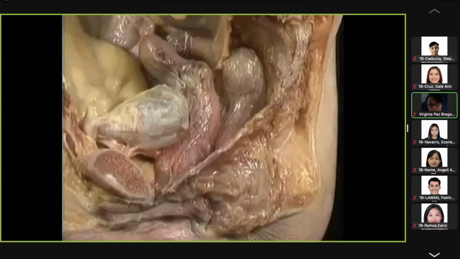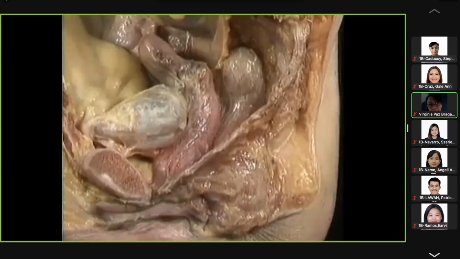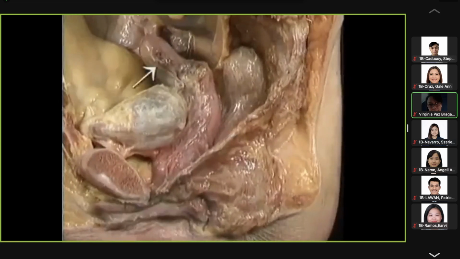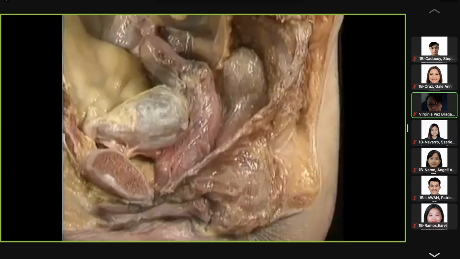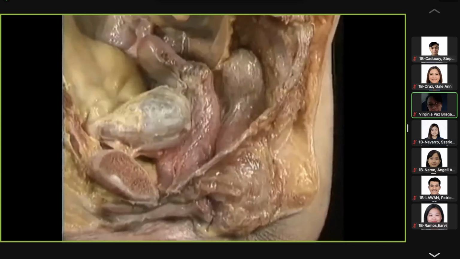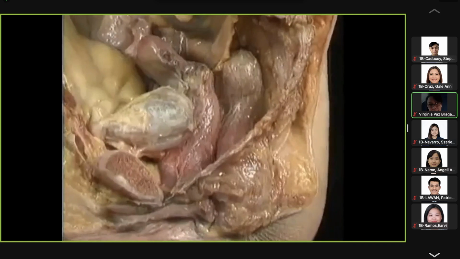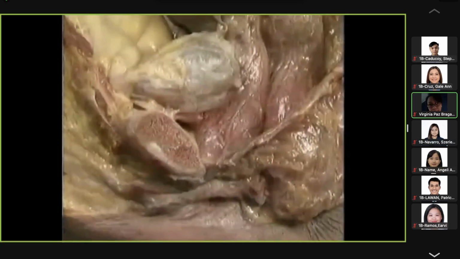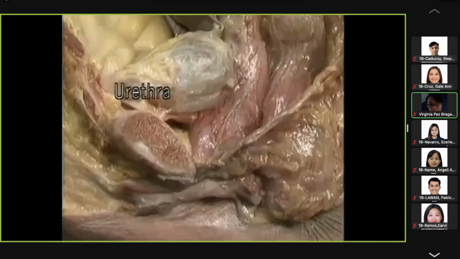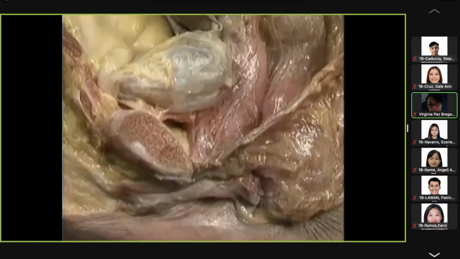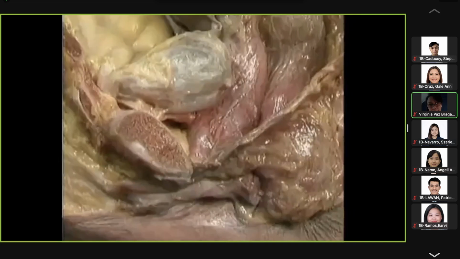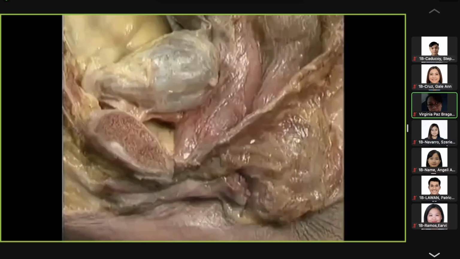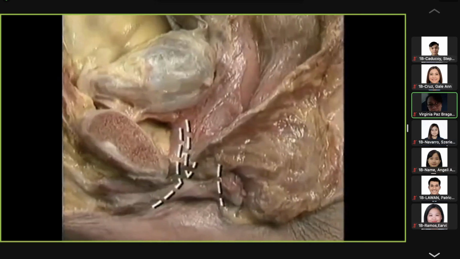Here's the bladder, with the ureter entering here. Immediately behind the bladder is the vagina, and above it, the uterus, very small in this specimen. We've removed the broad ligament, which was here. Directly behind the vagina is the rectum. The female urethra is quite short. This is the urethra, surrounded by the external urethral sphincter muscle. The female urethra ends by entering the vestibule of the vagina.